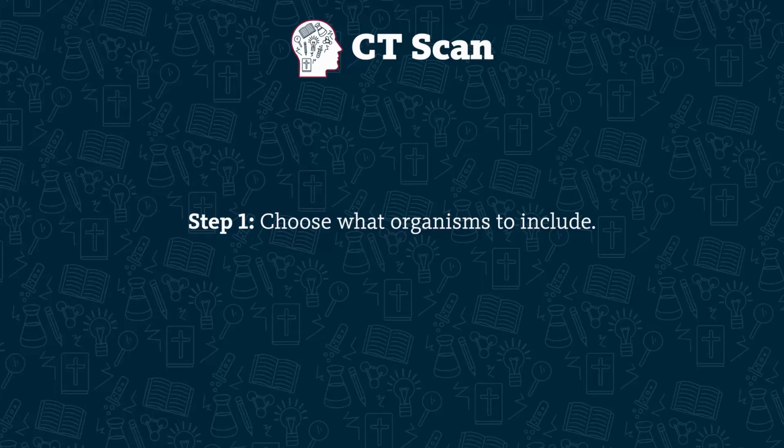Step number 1, choose which organisms you want to include. Normally, you would already assume those organisms are evolutionarily related. It's also common to include an organism you don't think is closely related as an outgroup or control condition.